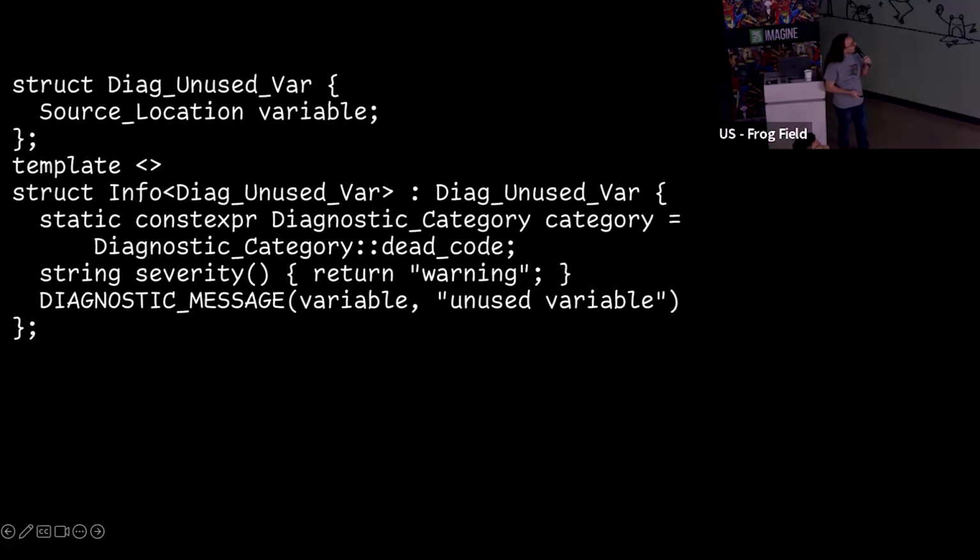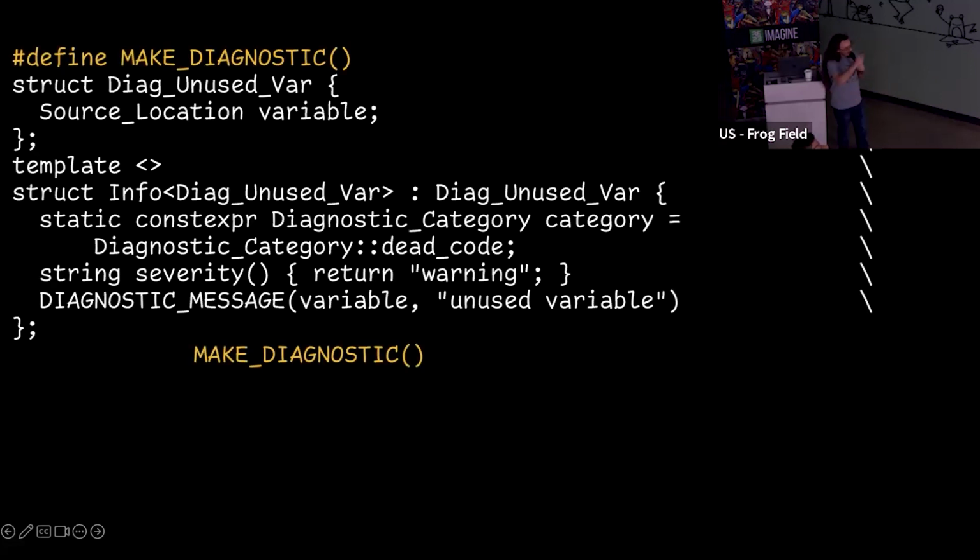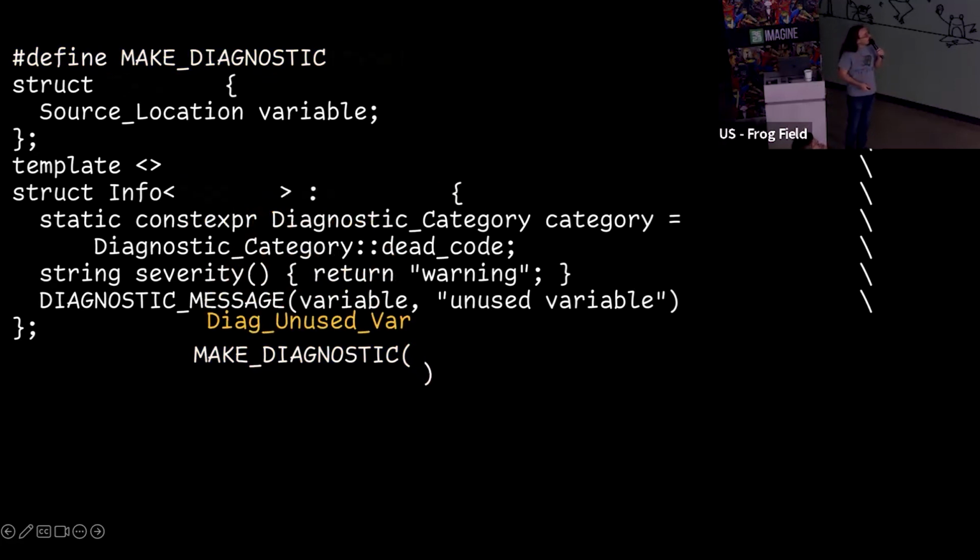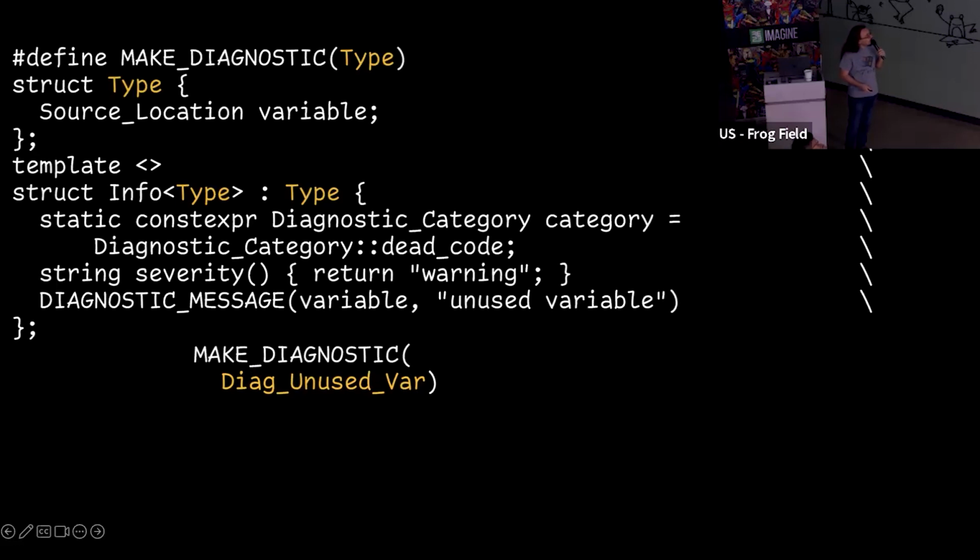Let's use more macros. We're going to put this whole thing in a macro. And we're going to factor things that are specific to this type into this make diagnostic macro. So let's take the name of the diagnostic, make that a macro parameter called type. At the bottom here, we're building a call to the macro. And on the top is the definition of the macro.